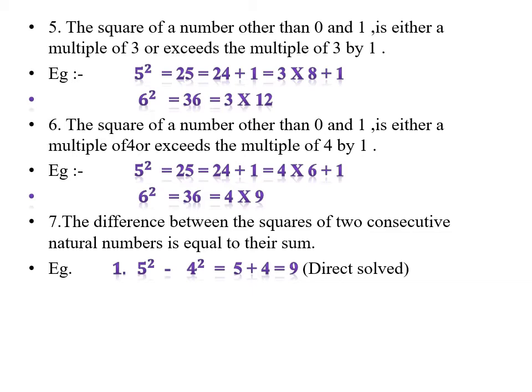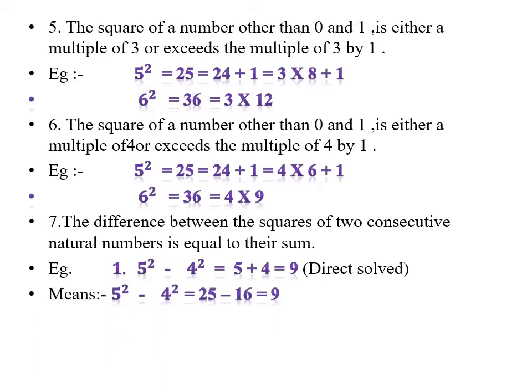Here the term consecutive means the numbers which come after one another. Means if you are taking 4, its consecutive number is 5. So here if you are taking the difference between those two squares, means 5 square minus 4 square, you don't have to calculate it. You can directly write down 5 plus 4, the answer is 9.